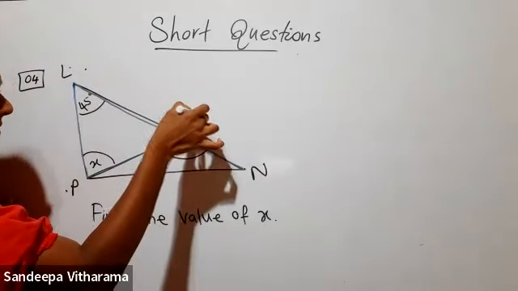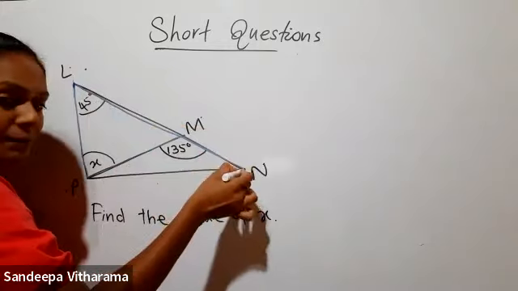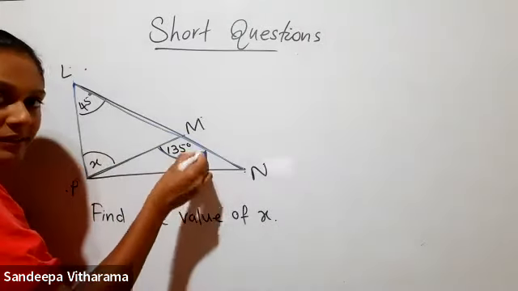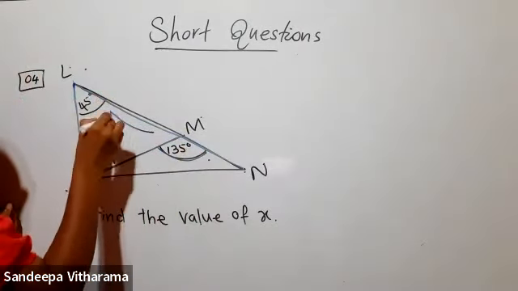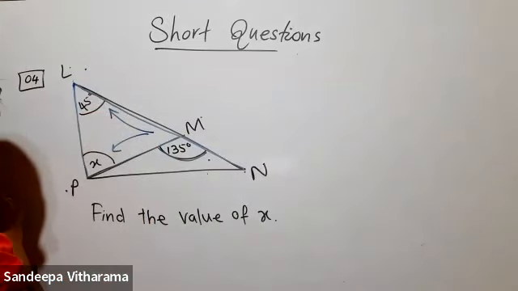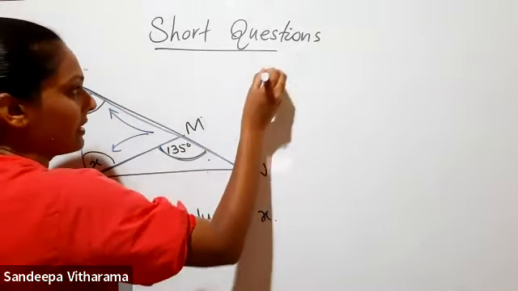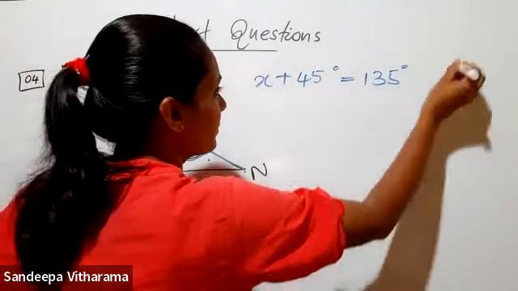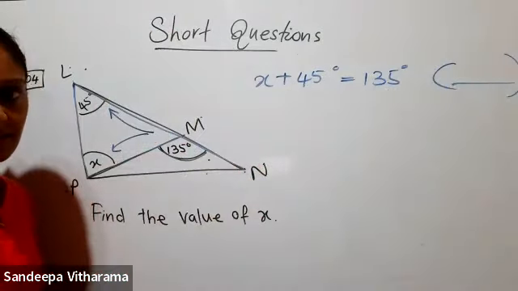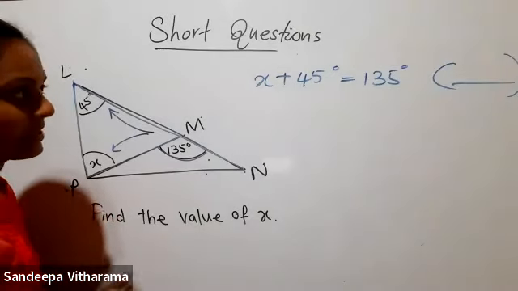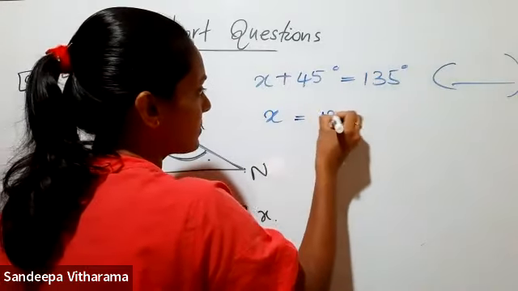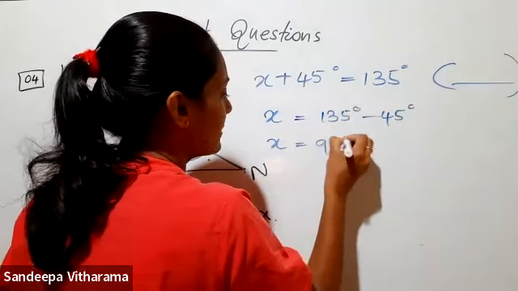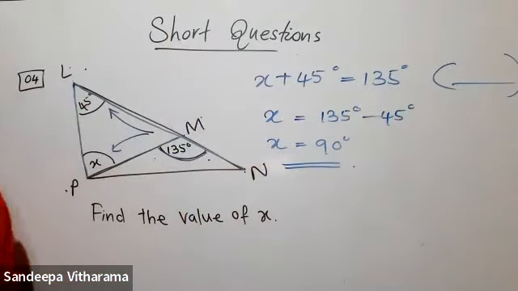PLM triangle, the side LM is produced up to N. Then an exterior angle is formed. Then this exterior angle is equal to the sum of two interior angles. Then we can write that x add 45 is equal to 135. You can write the theorem. It is just for your practice, okay? So then x is equal to 135 subtract 45, so x equals 90 degrees. Okay.